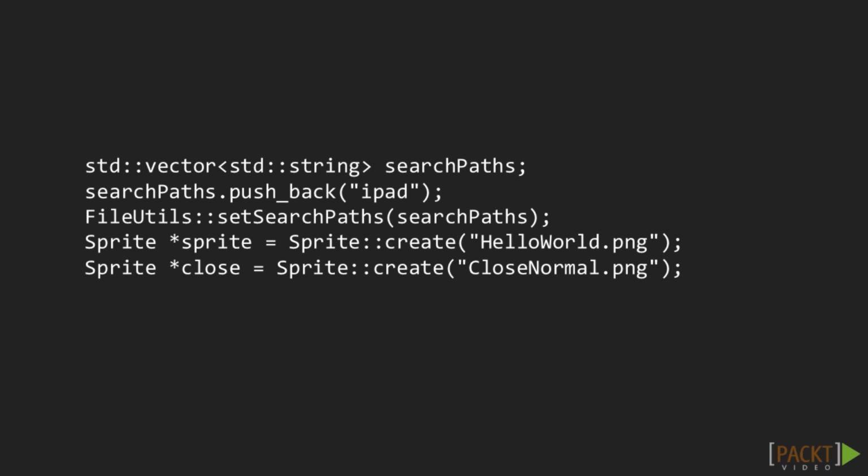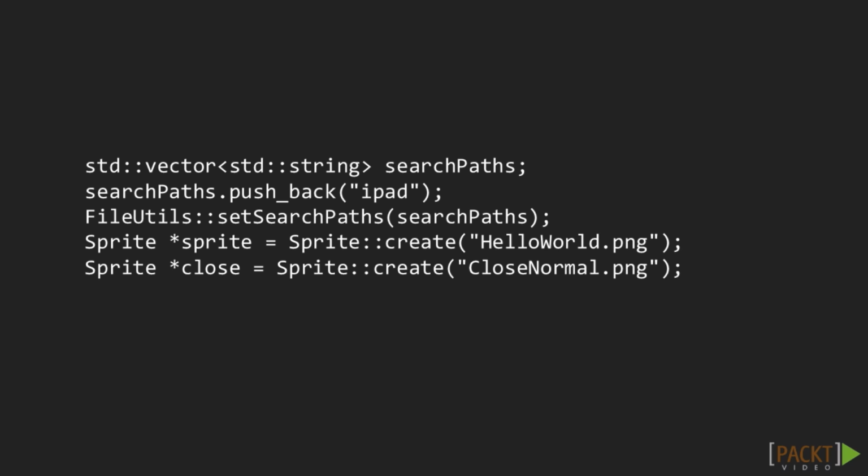That is the next order path. The system can find it in the resources folder and use it. You should add this code in the app delegate: application did finish launching method before creating the first scene. Then, the first scene can use this search path setting.